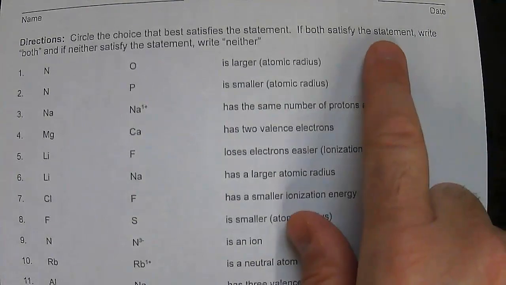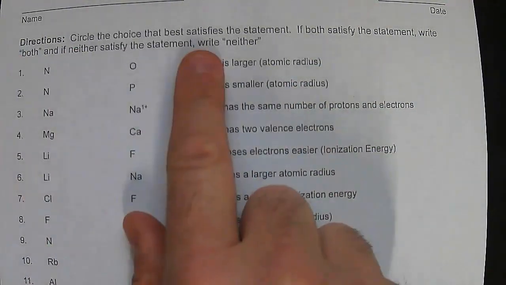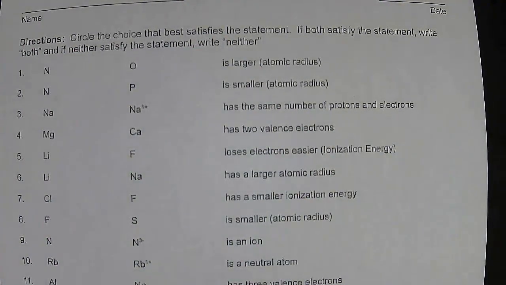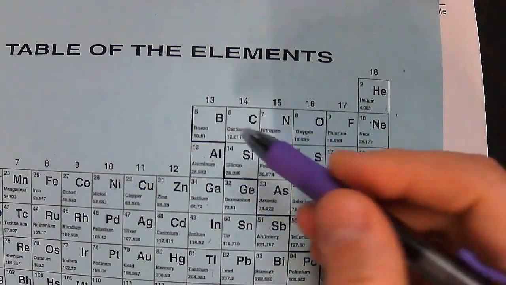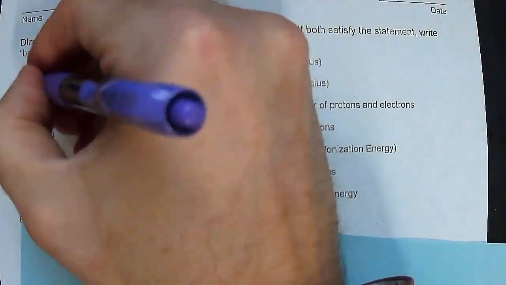both choices satisfy the statement, write both, and if neither satisfy the statement, write neither. So we have to make sure that we do that. Okay, so we want to know which radius is larger, N or O. So the larger radius is to the left of the periodic table, so the answer is here, N.